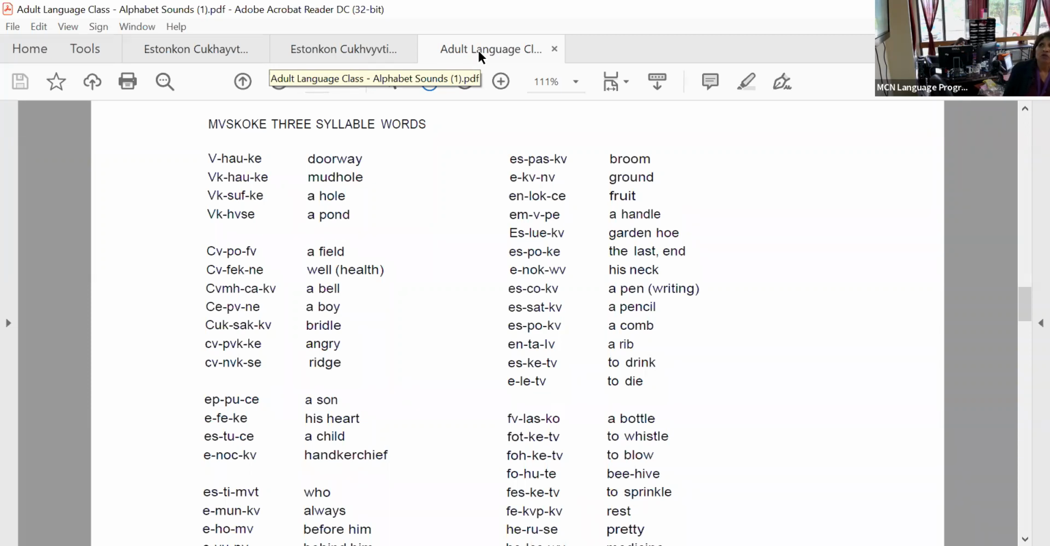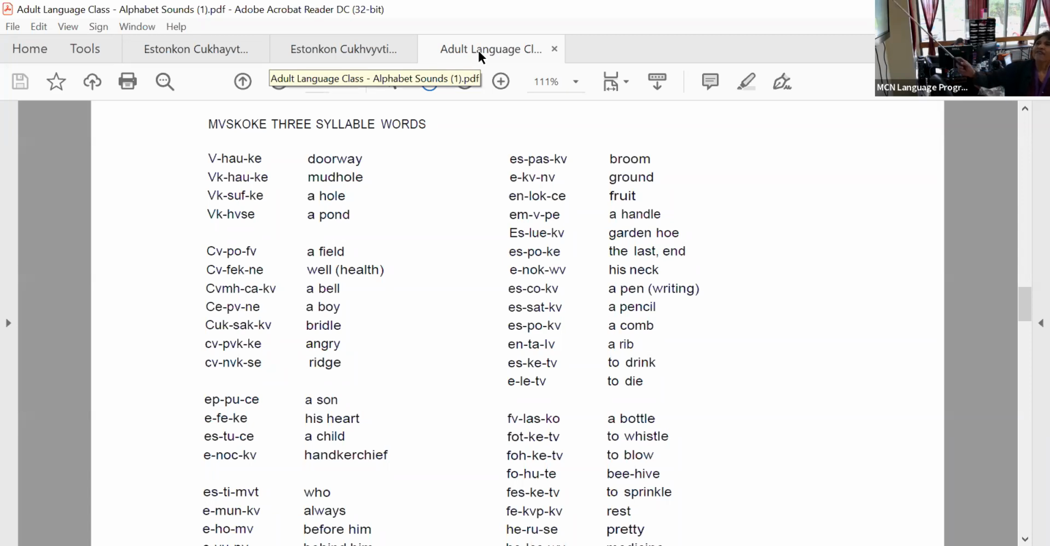Bridal. Chuksaka. Jabaki, angry. Janaksi, a ridge. Ipoji. Look, Ip. You don't actually say the B, but it's right there. Your lips are together. Ipoji.